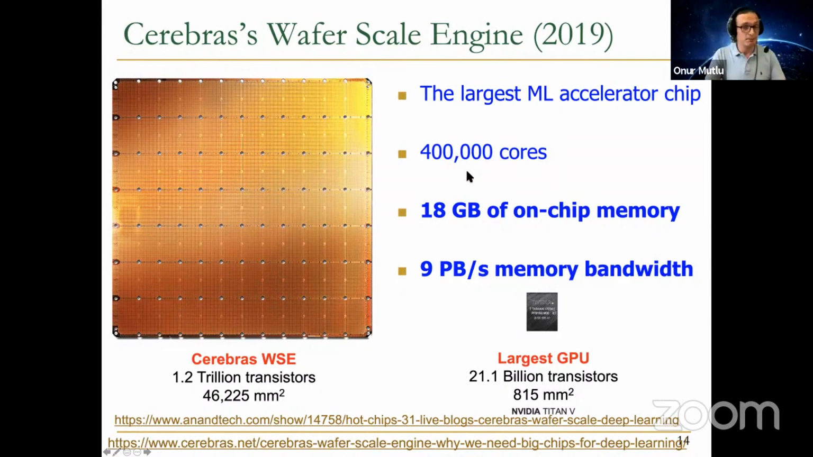But what's also important is they were able to get fast access to 18 gigabytes of on-chip memory at high bandwidth also. They report 9 petabytes per second memory bandwidth. This is much larger than the memory bandwidth you can achieve by going off-chip, because off-chip, you have to go through long, power-hungry interconnects that are relatively bandwidth limited. And it's impossible, at least today, to get 9 petabytes per second.